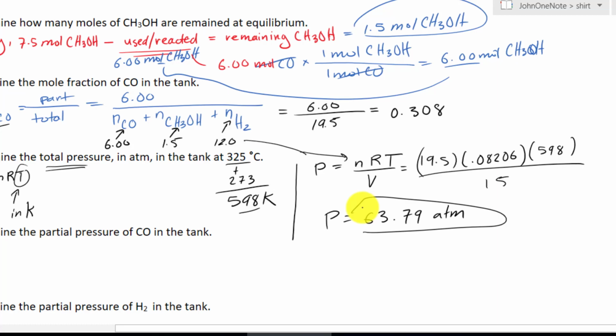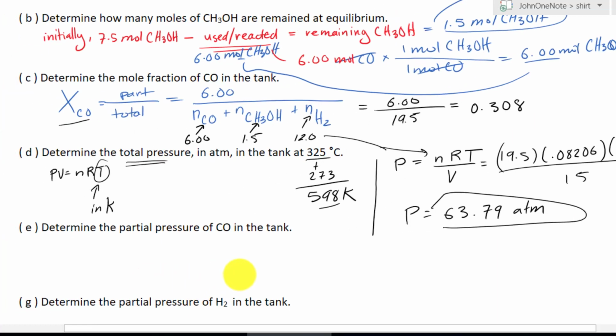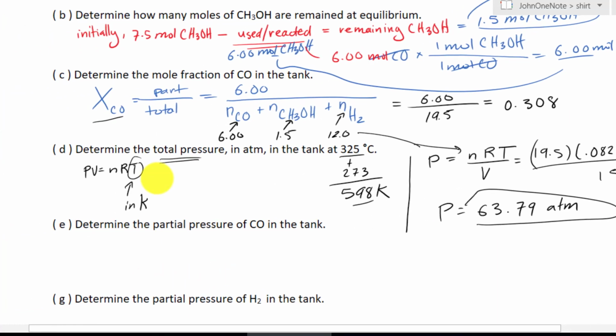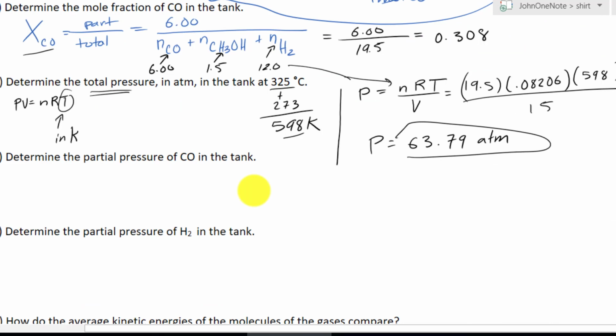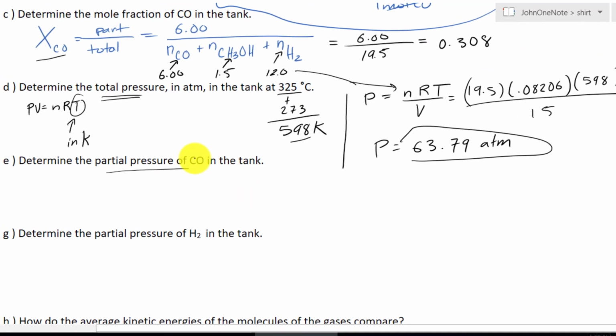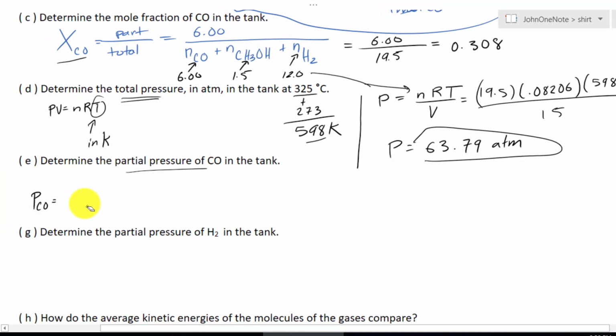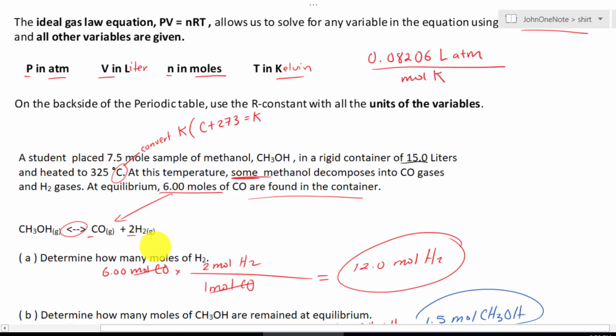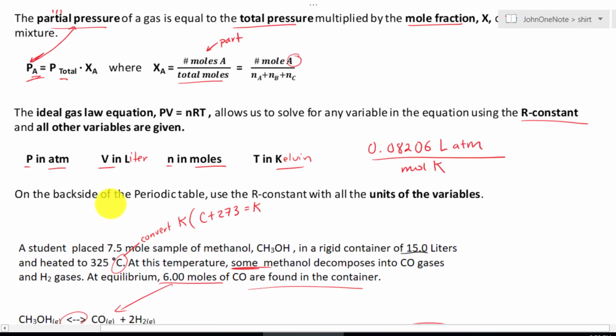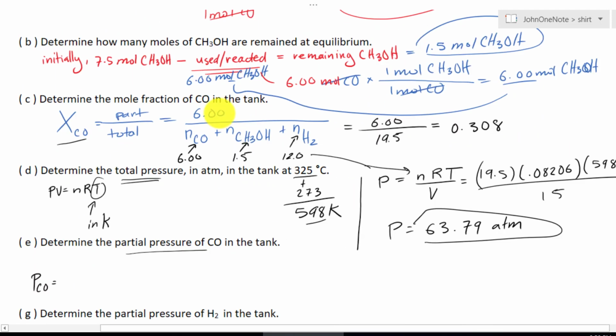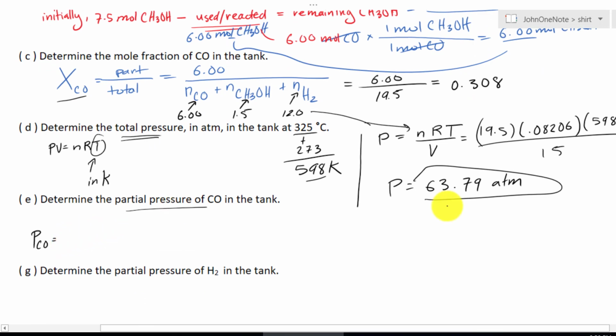Whoa, that is a lot, okay? Well, it doesn't matter. This is a hypothetical problem, but that is a huge amount of pressure. Now let's go to the next problem. Determine the partial pressure of CO in the tank. And we remember that the partial pressure is equal to P total times the mole fraction. Let me just write it out for you: P total times the fraction of CO.